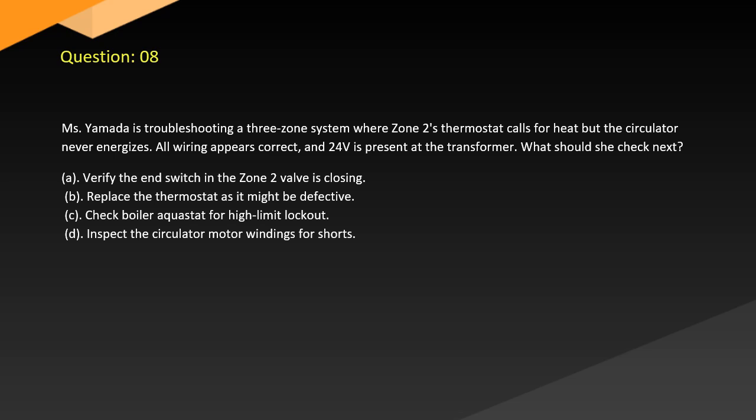Question 8. Izzy is troubleshooting a 3-zone system where Zone 2's thermostat calls for heat but the circulator never energizes. All wiring appears correct and 24V is present at the transformer. What should she check next? A. Verify the end switch in the Zone 2 valve is closing. B. Replace the thermostat as it might be defective. C. Check boiler aquastat for high limit lockout. D. Inspect the circulator motor windings for shorts.